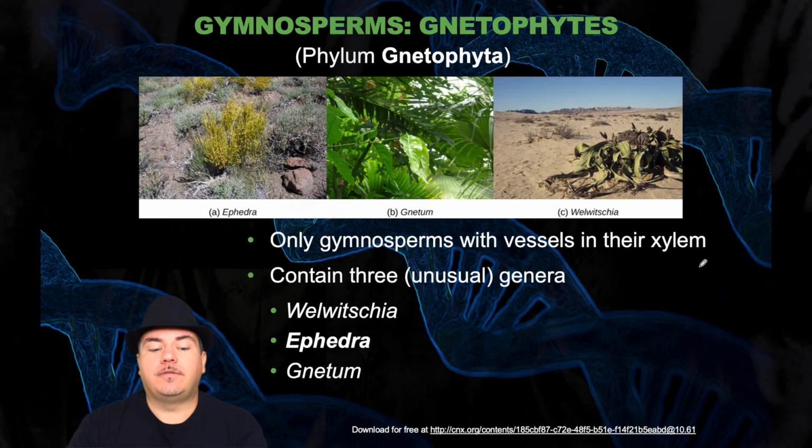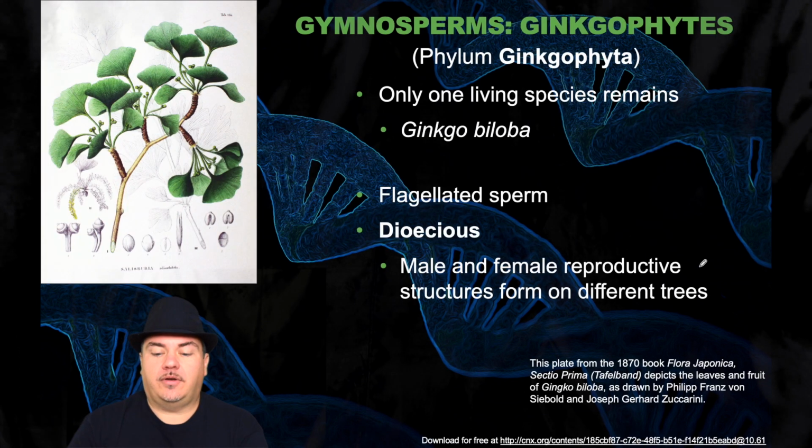Next phyla of the gymnosperms are the Gnetophytes. These are the only gymnosperms with vessels in their xylem, and there's 3 genera that make them up. The last phyla of the gymnosperms are the Ginkgophytes, and there's only one living species of these, that's the Ginkgo biloba tree.